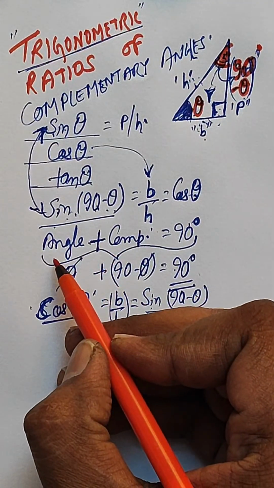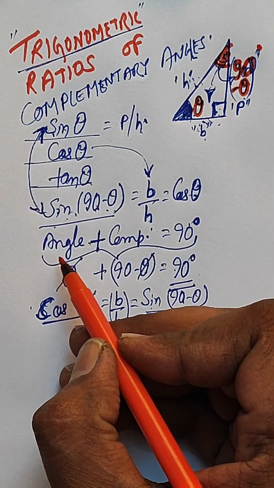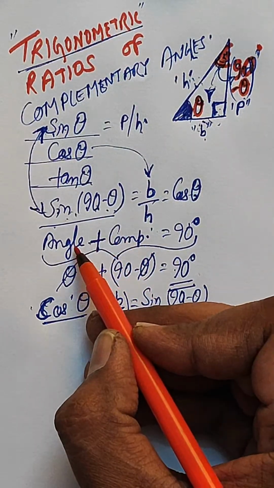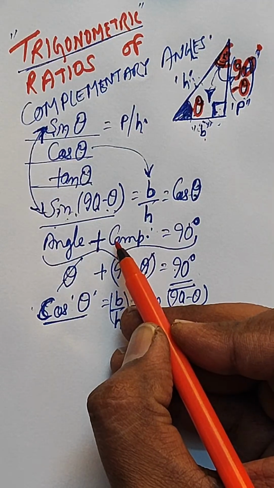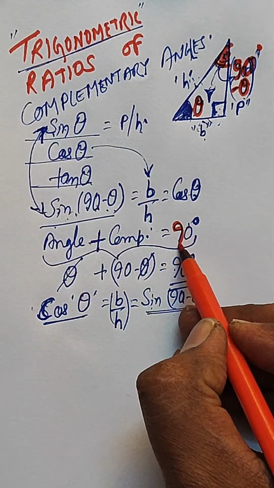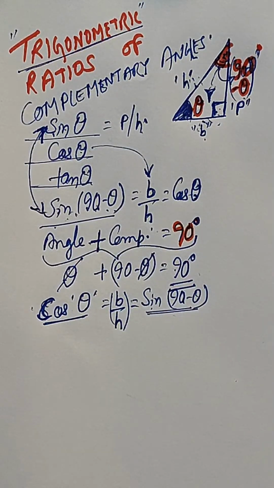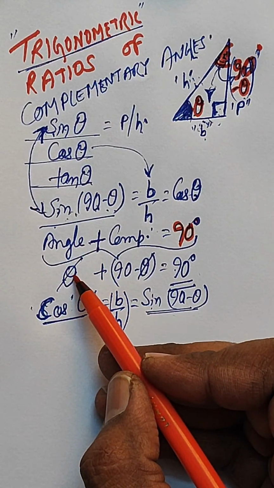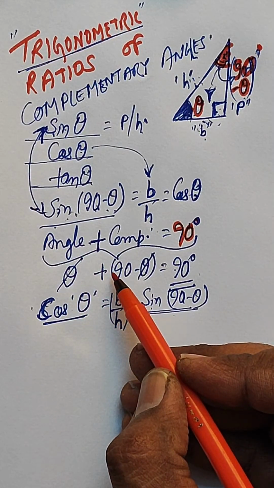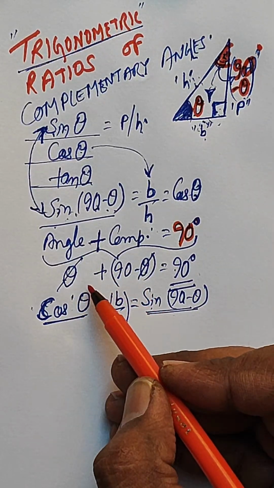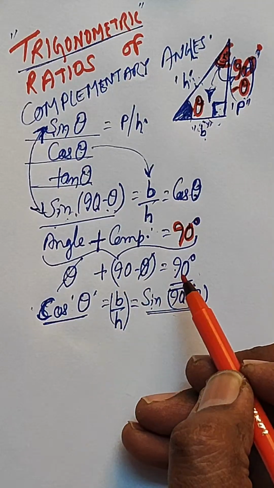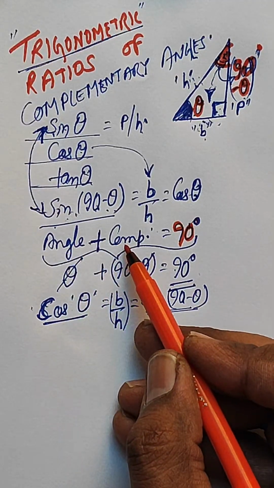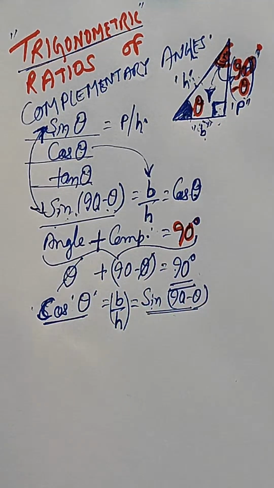And as we discussed, two angles are said to be complementary when the sum of both is equal to 90 degrees. So if one angle is theta, then its complementary will be 90 minus theta, and when you add, theta and theta will be cancelled and LHS will be equal to RHS, which is 90. So an angle and its complementary always add up to 90 degrees.